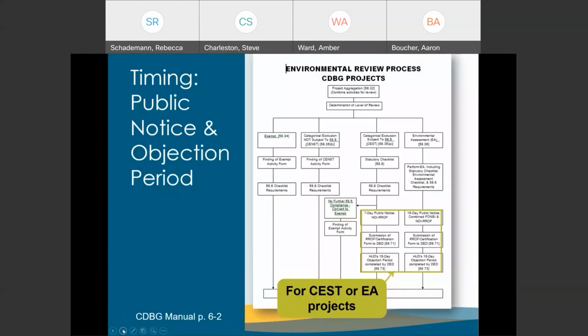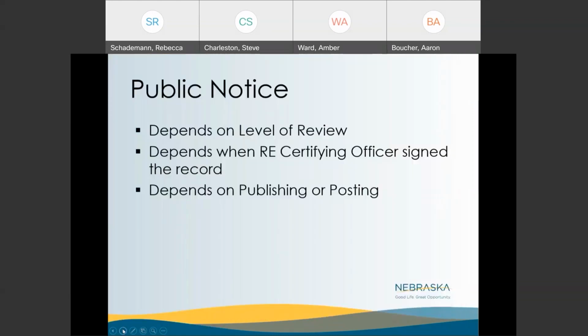Next, this is just an illustration. So we're now into this process for CEST or EA projects. Let's go on. Timing. For the public notice, we've talked considerably about this already. The level of review dictates what timeline you take. The certifying official is the RE who signs the record, and the notices depend upon what's required to be published or posted documentation-wise. Next.